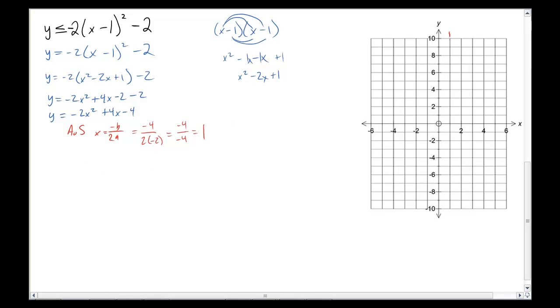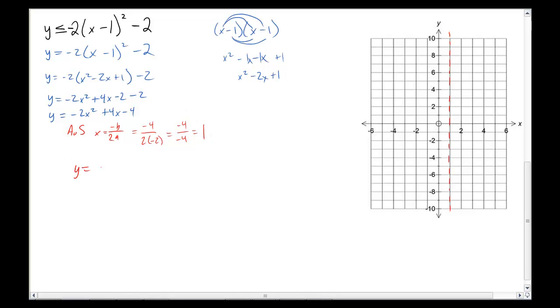So again, my axis of symmetry will be at 1. That's just coincidence. It's not always at 1 any more than it's always at 0. You take that 1, you put it back into the equation. I'm going to put it back into the original equation. I think it's always safer to put it back into the original.